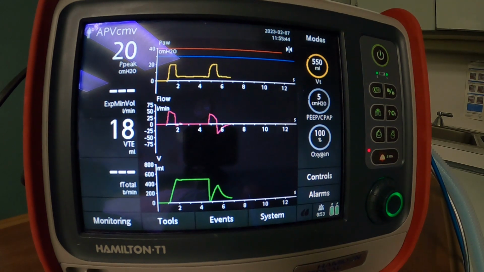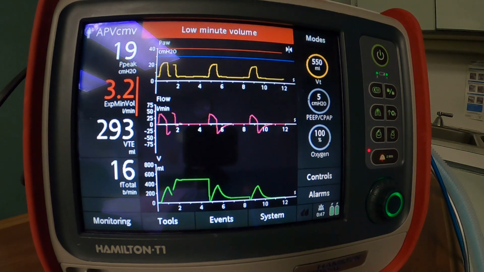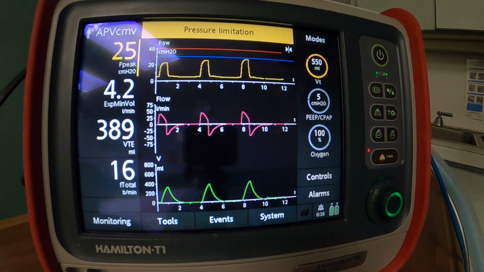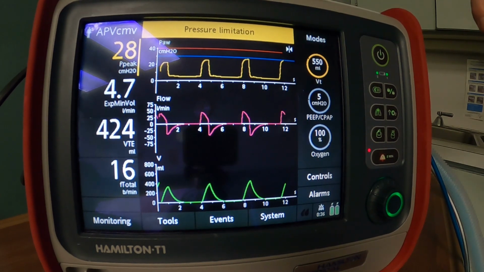With adaptive modes, they will take between 5 and 8 breaths to reach a steady state, so you may get alarms when you initially set up a patient. This is to be expected. Wait the 5 to 8 breaths and allow the ventilator to adjust.